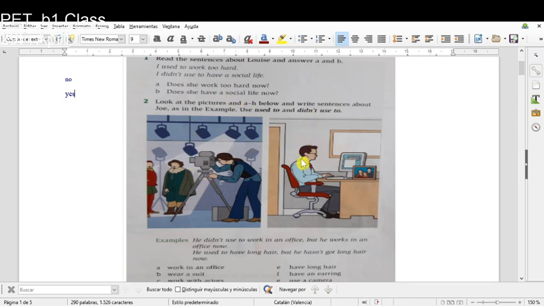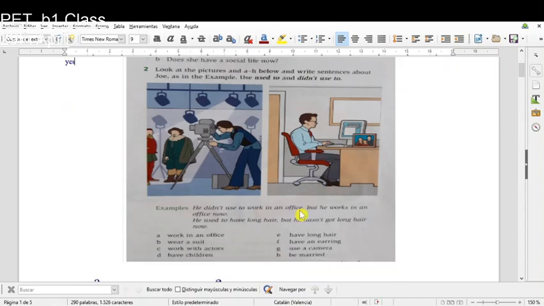Then something changed. We are going to write sentences about yo with used to, que es lo que solía en el pasado hacer, or didn't used to, que es lo que no solía, por lo tanto, que ahora sí que hace. Ready? The first one is done. He didn't used to work in an office. Look, cameraman, not in an office, but he works in an office now. Como ha habido un cambio, puedo utilizar used to or didn't used to, porque no solía hacerlo y ahora sí.